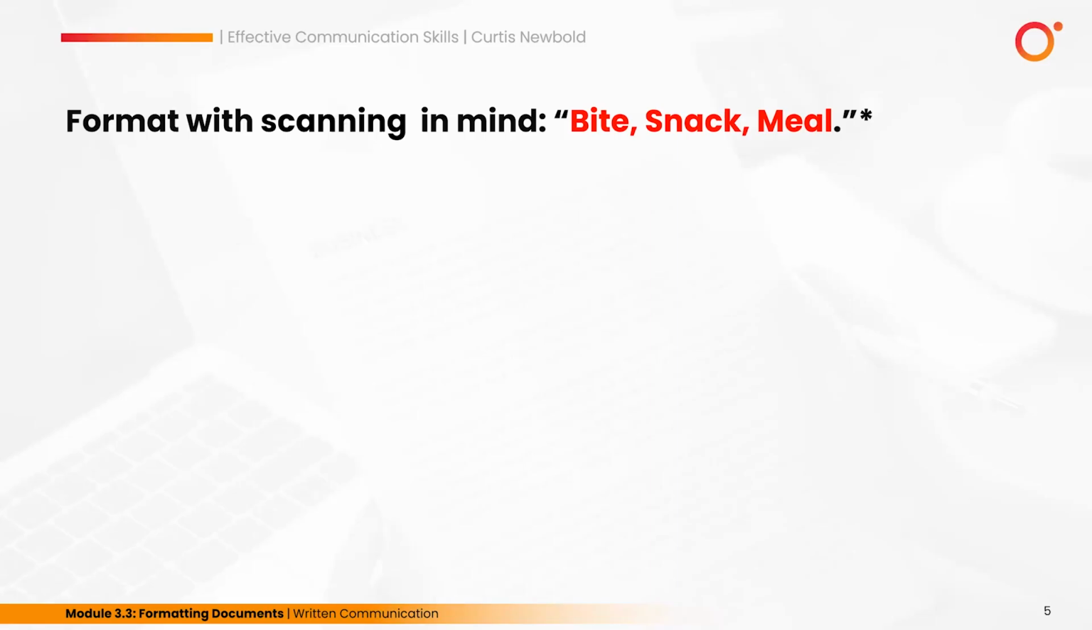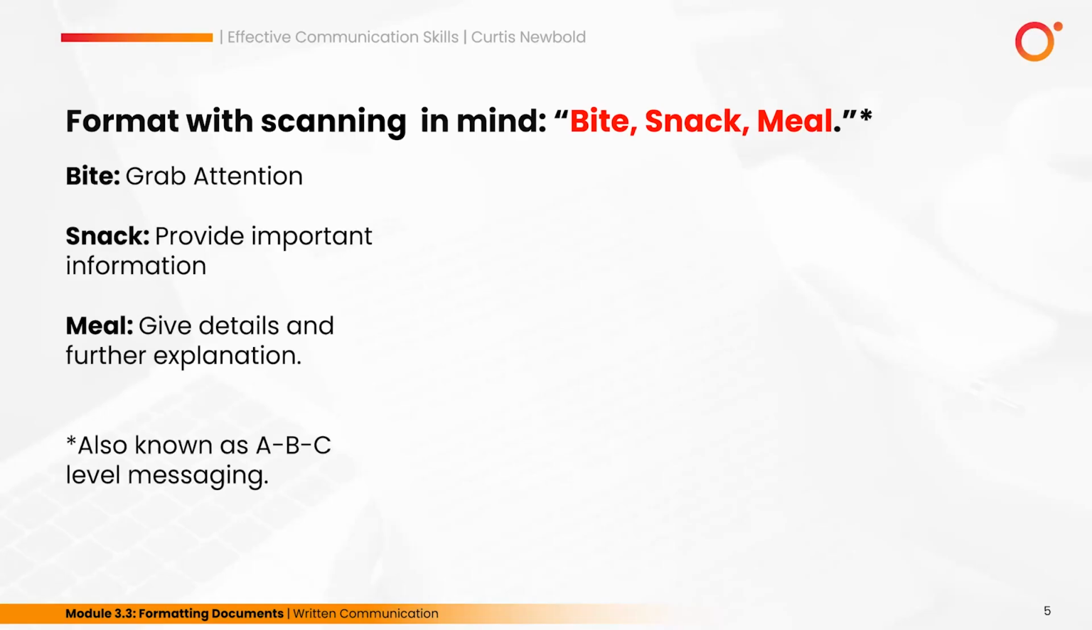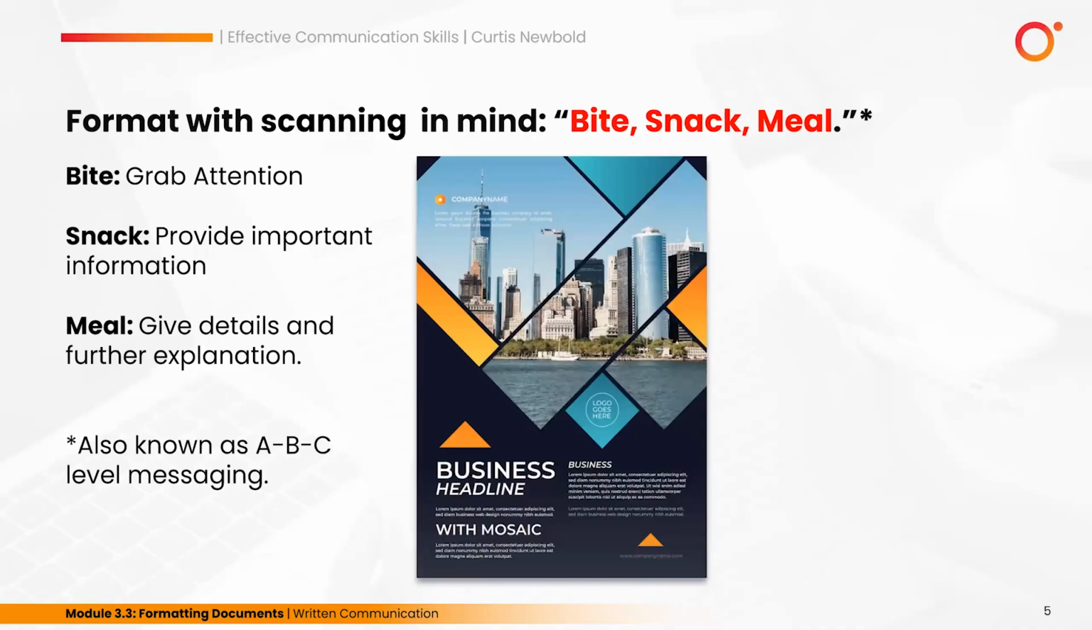And then, of course, if they really care, if it really matters, and they're really pulled in, then they get the details. But to do that, you can structure your documents in a few different ways. You'll see that the bite grabs the attention. The snack gives important information after their attention's been grabbed. And then the meal gives the details and further explanation. Sometimes we call this also the ABC level messaging, where you give them the A thing first, the B second, and the C third. So you'll see headings, subheadings, and sub-subheadings in kind of that layered model where it's big, middle, and small.